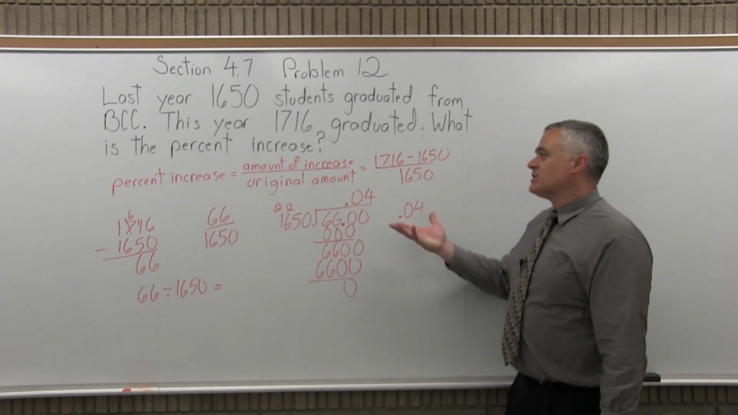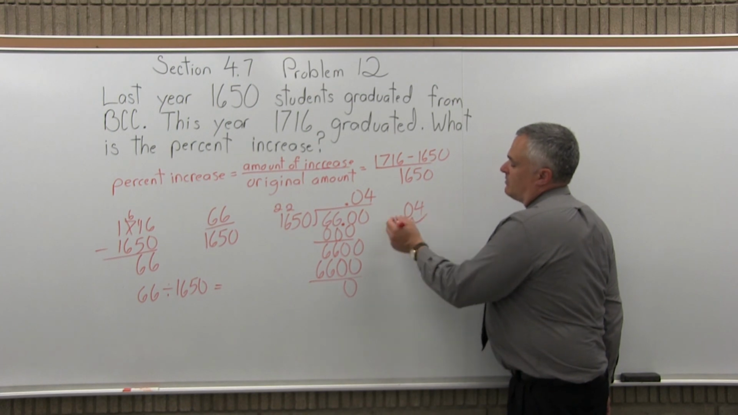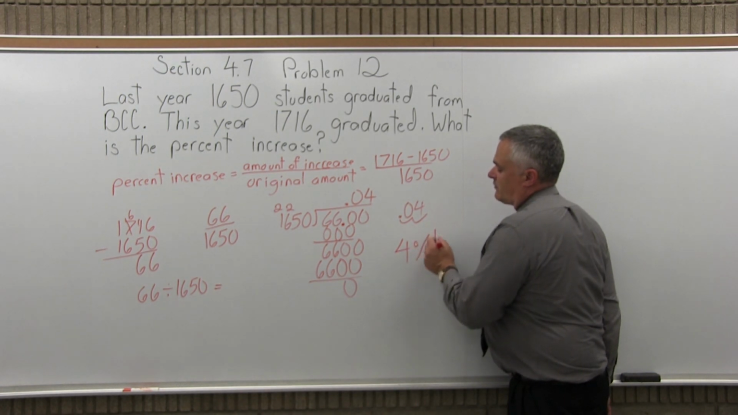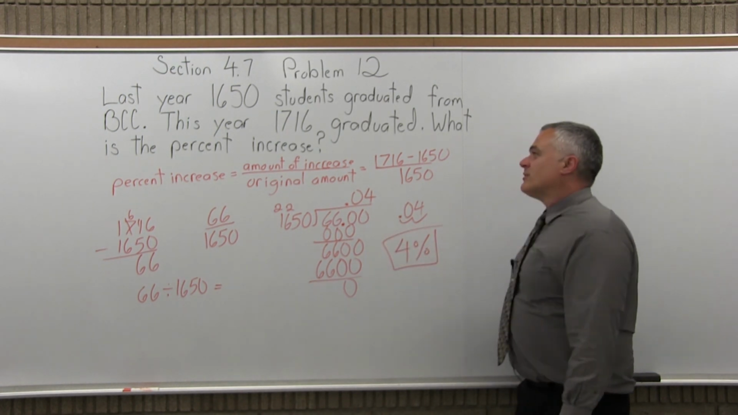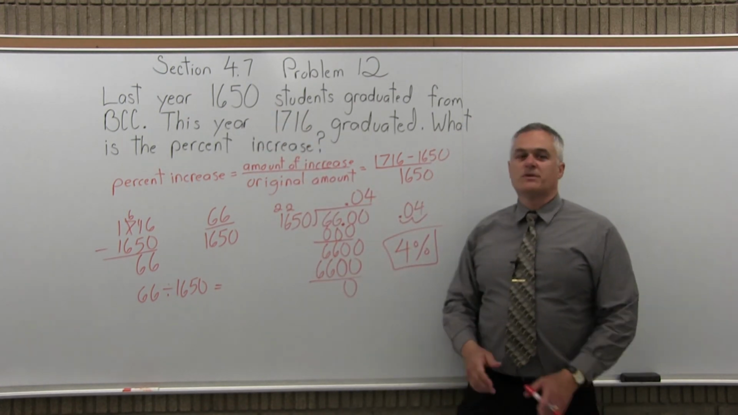Now, it asks what's the percent increase, so we want that as a percent. To make a decimal into a percent, you move the decimal to the right 2 positions and make it a percent. So 0.04 as a percent is 4%. So the number of graduates going from 1650 up to 1716 represents a 4% increase.